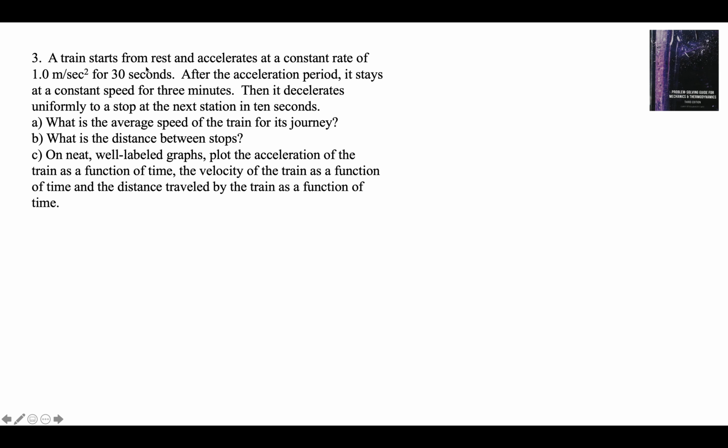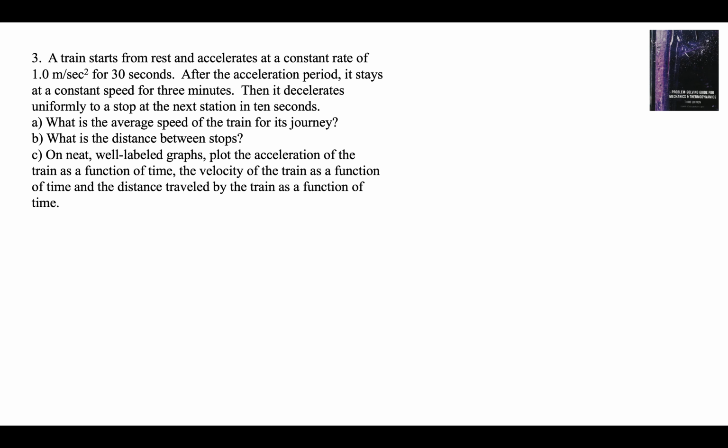A train starts from rest and accelerates at a constant rate of 1 meter per second each second for 30 seconds. After the acceleration period, it stays at a constant speed for 3 minutes. Then it decelerates uniformly to a stop at the next station over 10 seconds. What is the average speed of the train for the journey between stops? What is the distance between stops?